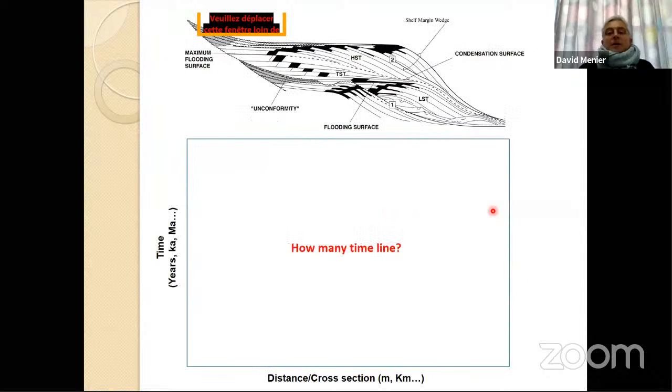Anyway, from that, what can we do? How many timelines can we observe from point 1 to point 2? So what we do, this is the time on the left, and this is the distance on the axis.